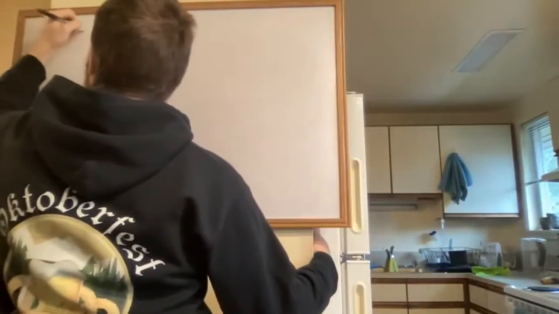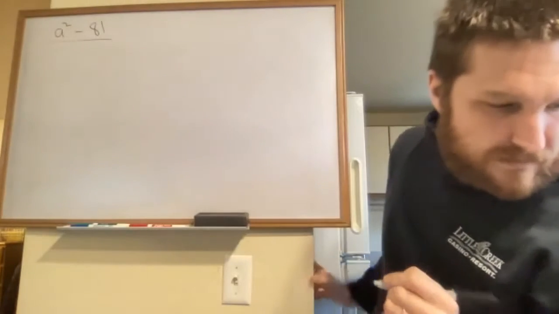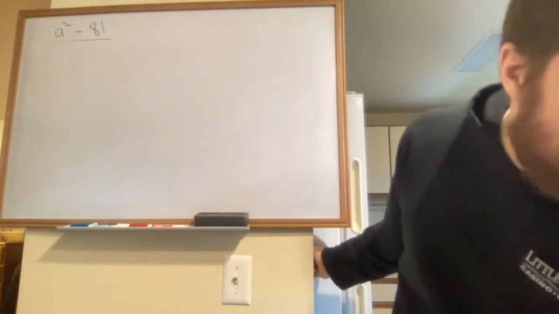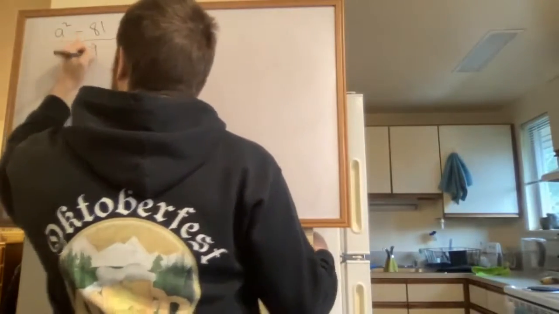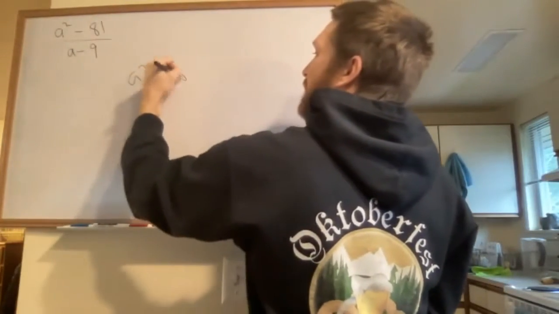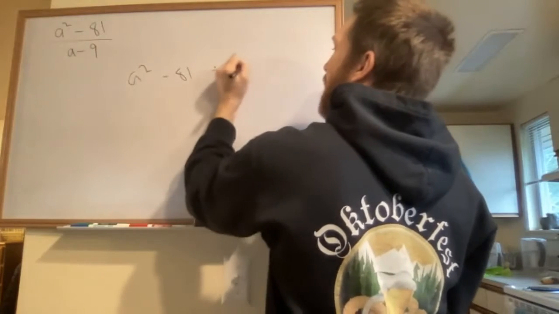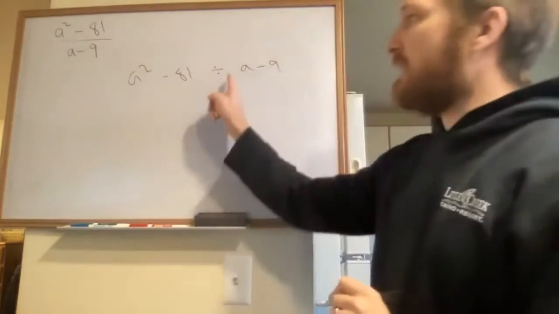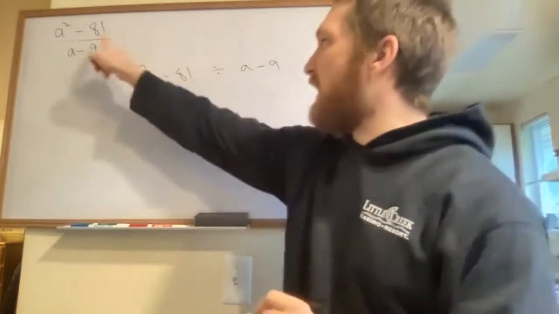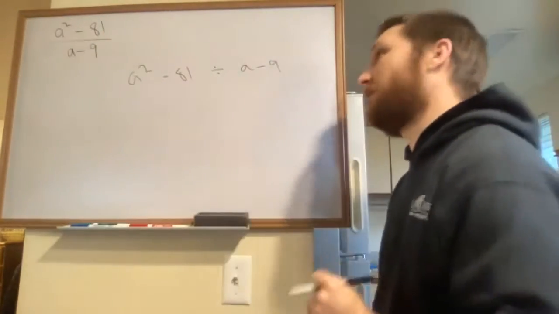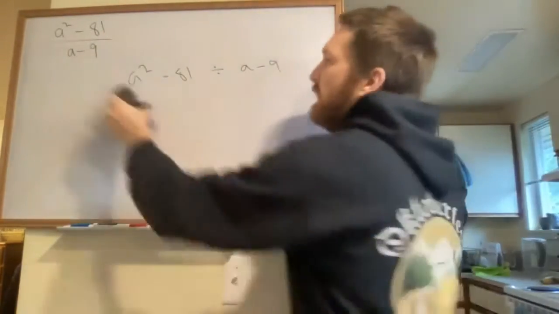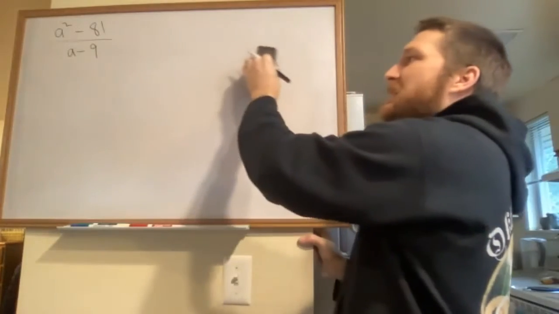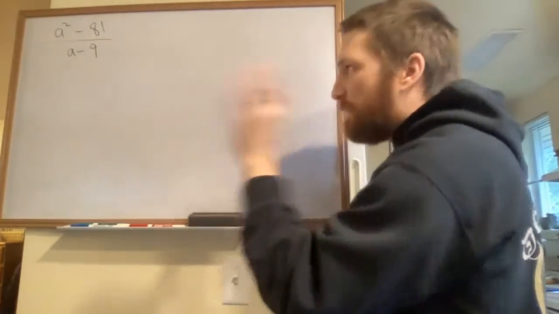So number 12 is a squared minus 81 divided by, and in each one of these in your book, they have a divide sign. I don't think about it that way. I don't like it that way, but they have the a squared minus 81 divided by a minus 9. I hate that sign. I think of this as that right there, and that's how I'm always going to write it. So anyway, let's see if we could figure out what this is just by factoring it.